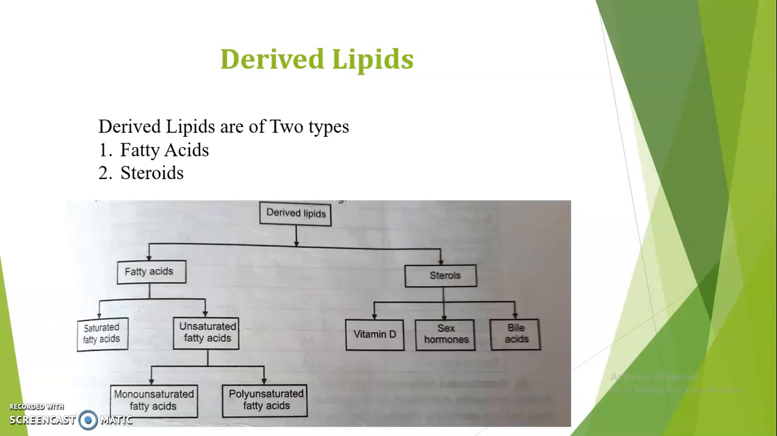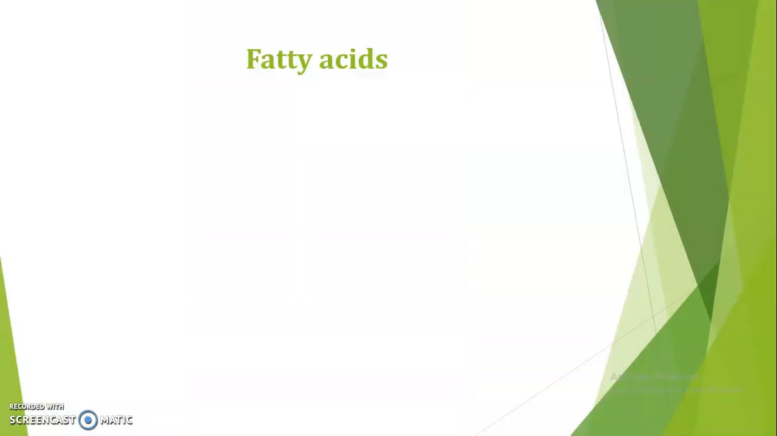Further, steroids are classified into three classes. You can say three examples: vitamin D, then different sex hormones like estrogen, progesterone, then bile acids. So this is about the classification of derived lipids. Now we will discuss one by one these different types of the derived lipids. First, we will start with the fatty acids.